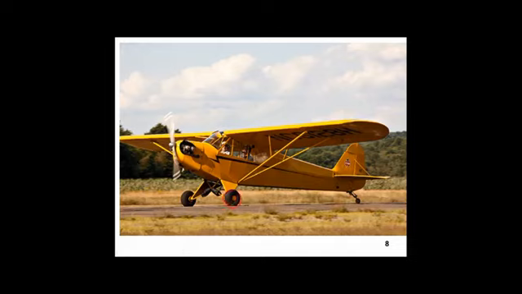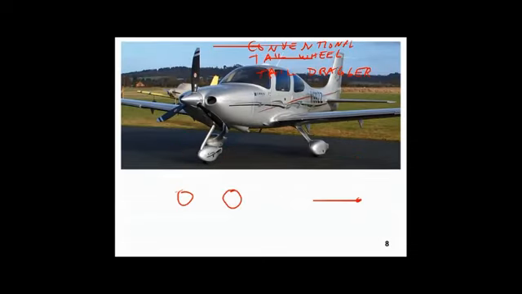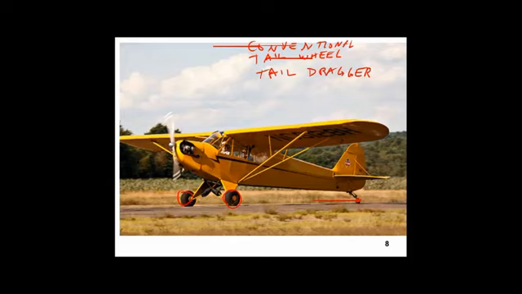And I want you to notice that there are two main wheels in the front and one small tail wheel in the back. This can be called a tail wheel airplane. Sometimes it's called a tail dragger, and that's in addition to the fact that it's also called conventional gear. What I want you to also notice is that the center of gravity of the airplane is behind the main wheels. So when this airplane is sitting on the ground, the center of gravity is toward the back, so that helps keep the nose down.